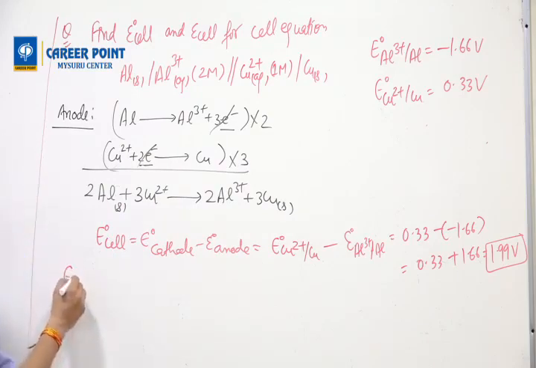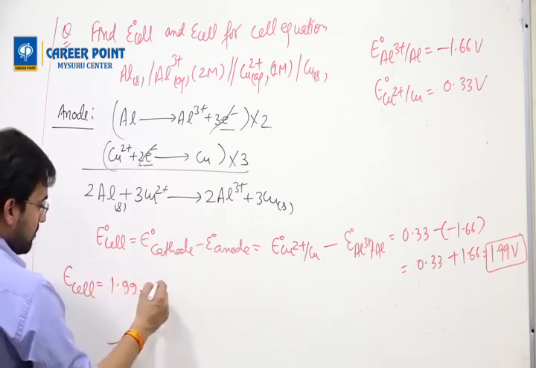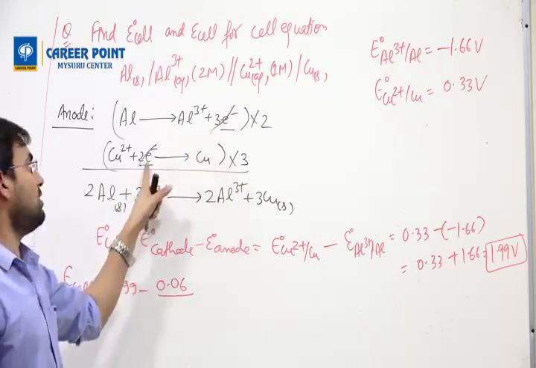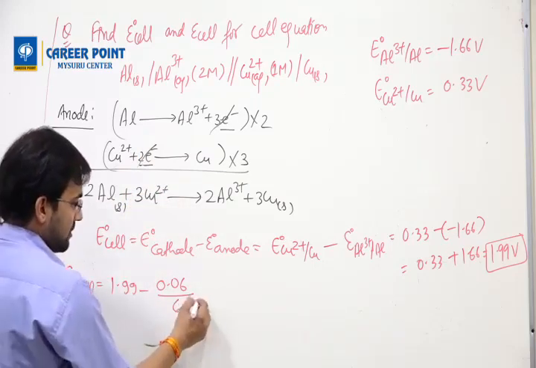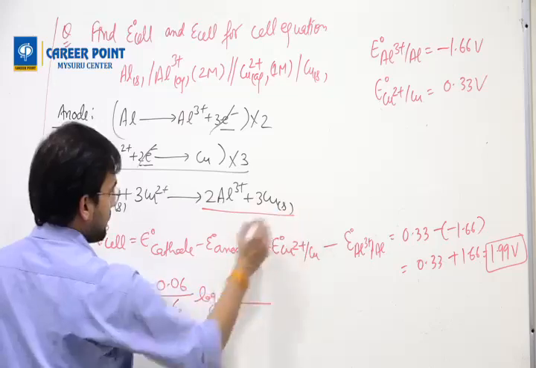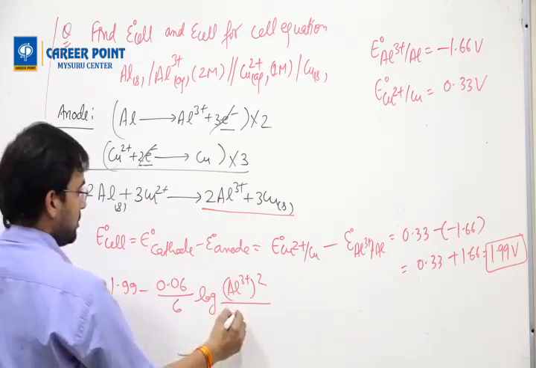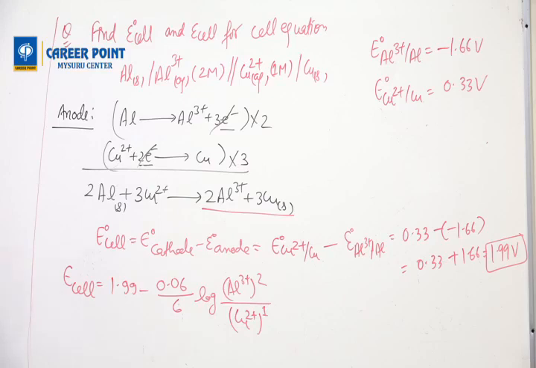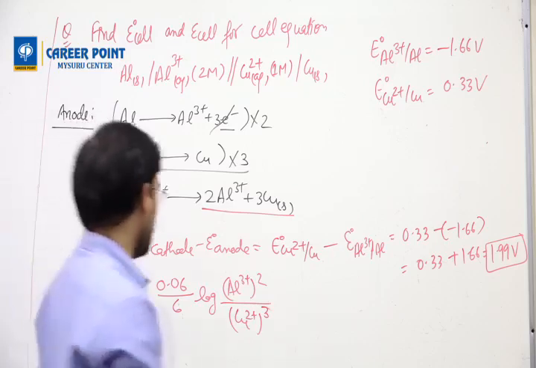Next is E cell. E cell equals to E naught cell, 1.99, minus 0.06 by N. N is total electron loss or gain. So not 3, not 2, because I have multiplied, right? Then it becomes 6. Log of product. So aluminium power 2, Cu2 power 1, not power 1, power 3. Okay. Then we write values.